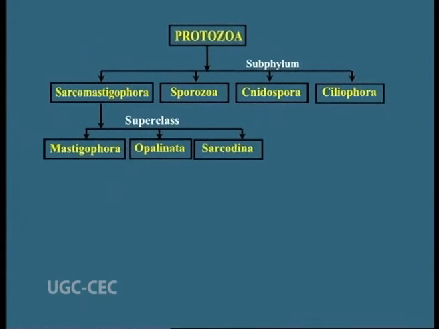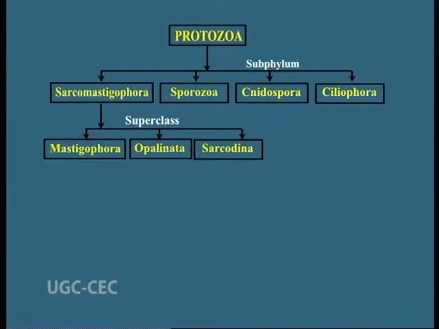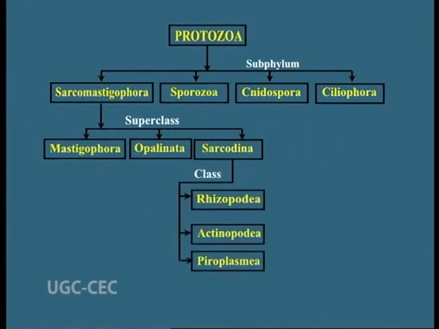Superclass Sarcodina. Locomotion through pseudopodia. Body amoeboid without definite pellicle. Some have a hard shell. Nutrition Holozoic or Saprozoic. Formation of gametes and flagellated young ones are common. Superclass Sarcodina is classified into 3 classes. They are Rhizopodia, Actinopodia and Piroplasmia.